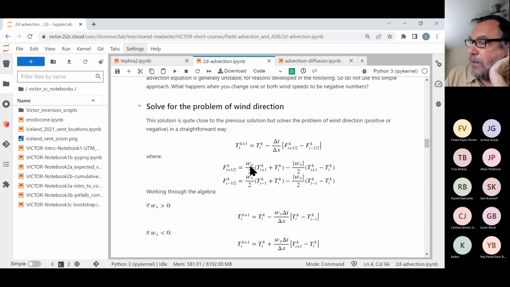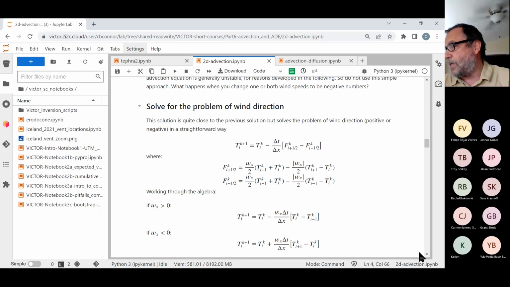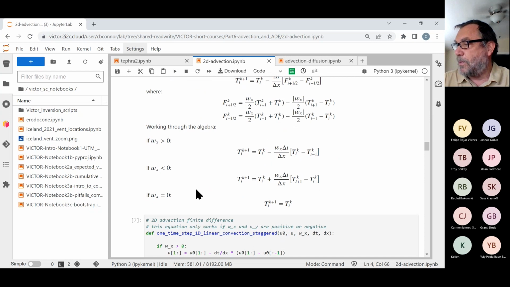And so without going through this in too much detail, people who solve this equation sometimes refer to these f variables as the flux term, and here are the flux terms written out. If wx is greater than 0, then that's going to be the expression in the x direction. And if wx is less than 0, that's going to be the expression in the x direction. And if w equals 0, of course, it's not advecting at all, so it's just staying in place. So this is that expression written out for one direction.